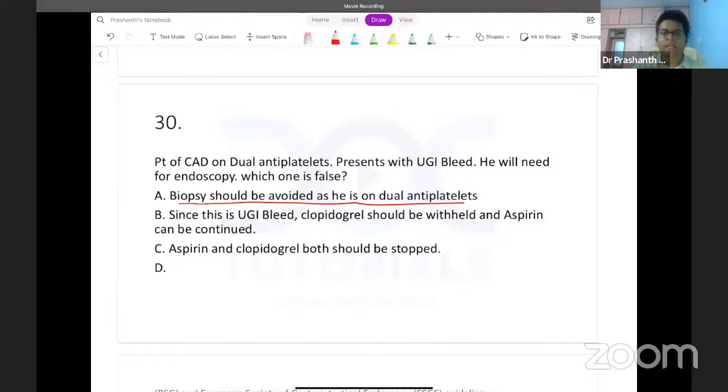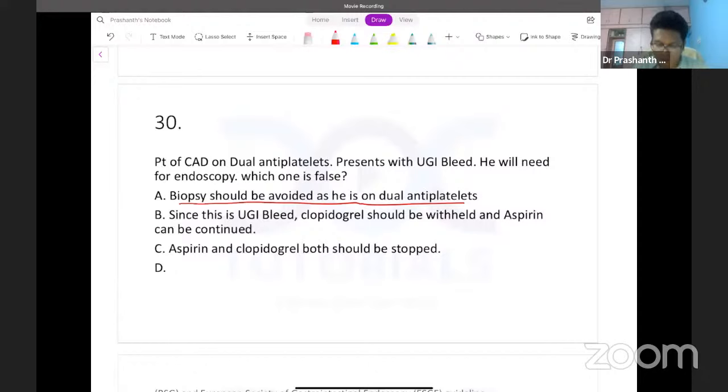Then, this is upper GI bleed. Clopidogrel should be withheld and aspirin can be continued. There is nothing to say to stop all these things. Again, you have to divide whether the procedure that you do is high risk or low risk and then decide what to do. For a diagnostic upper GI scopy, you need not stop anything. Aspirin, clopidogrel, both should be stopped. Again, it's wrong.